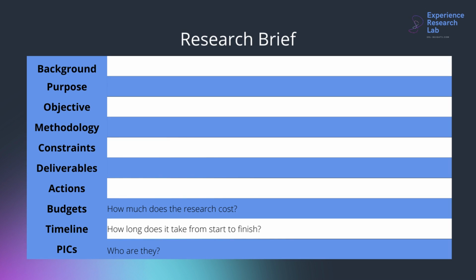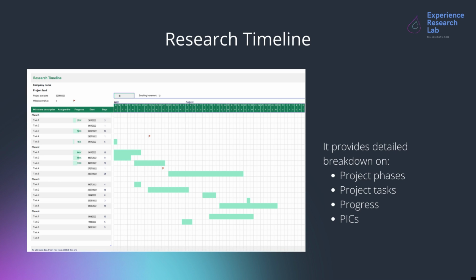How much does the research cost you? How long does it take? How many people do you need to support you throughout the project from end to end? And who are they? All this information must be presentable on one page or slide or sheet. A detailed cost structure is nice to have. Meanwhile, a well-established research timeline is essential because it provides a better picture of the phases, tasks, and persons in charge of the research projects. Similar to the research brief, the research timeline should be no longer than one page.